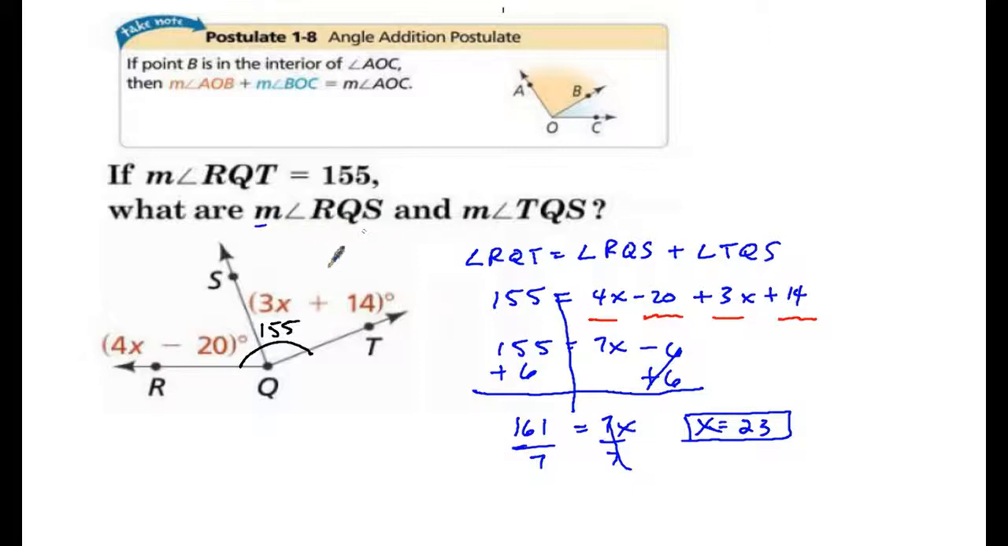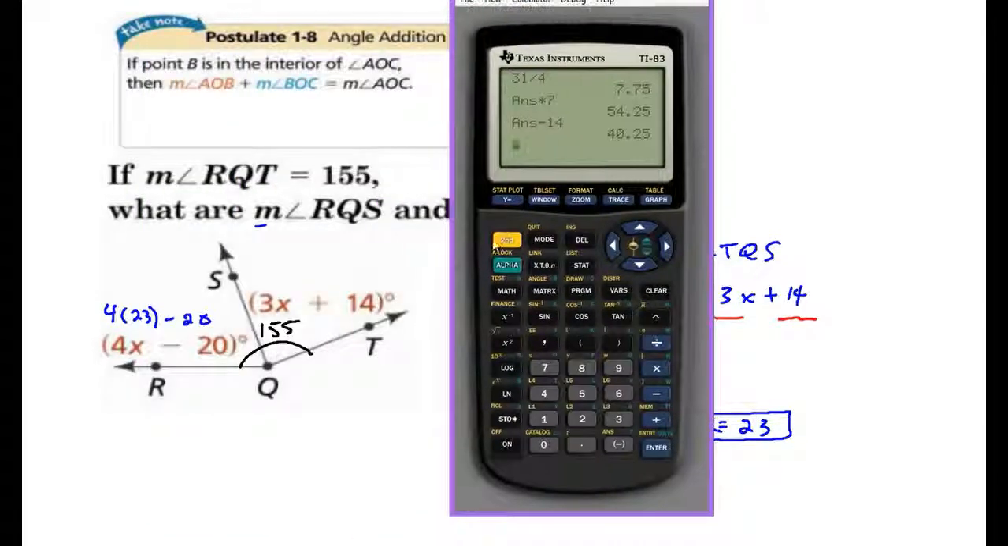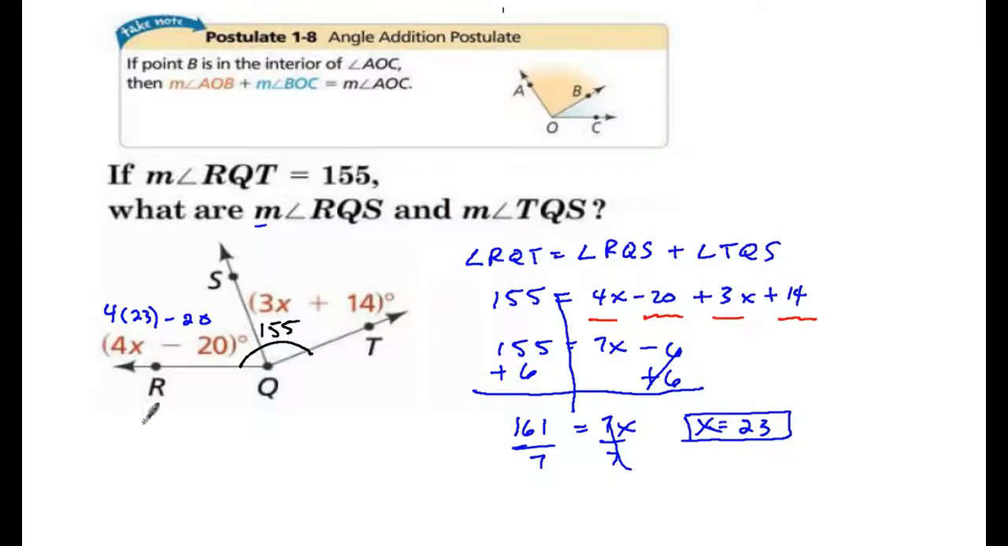Alright, we want to do the same thing here now. It's asking us to find the measurement of angle RQS. So here's RQS. So this is going to be 4 times 23 minus 20. And let's go ahead and get the calculator out. So we're going to go ahead and do 4 times 23. And subtract the 20 after that. So that means it's going to be 72 degrees on the calculator. So we're going to go ahead and say that the measurement of angle RQS is 72 degrees.